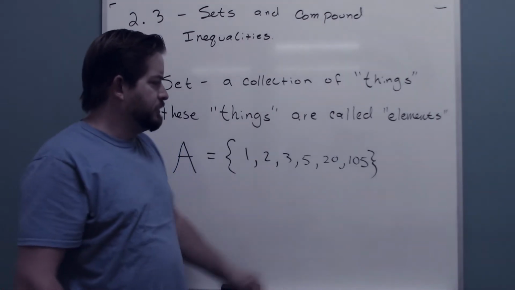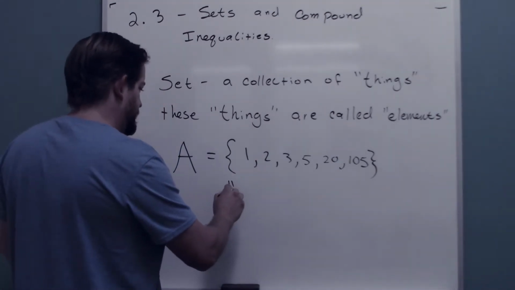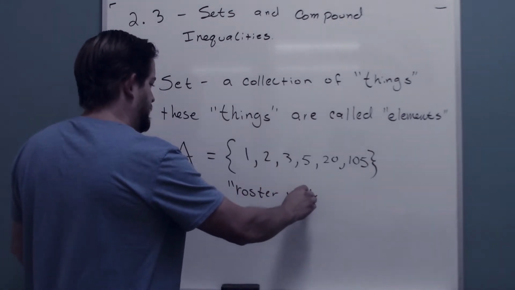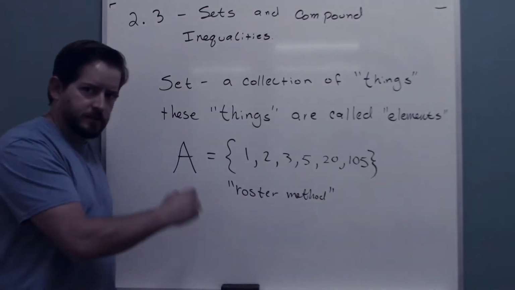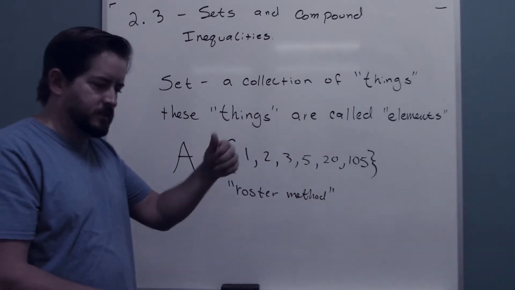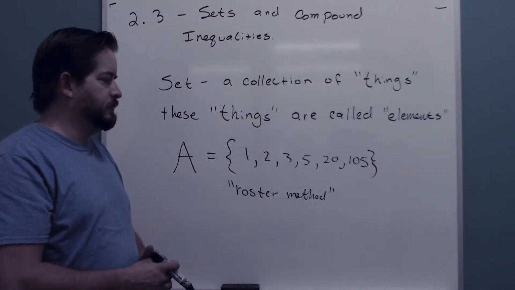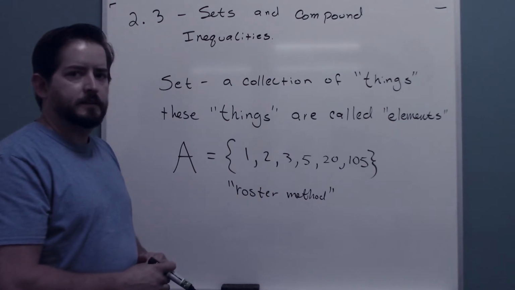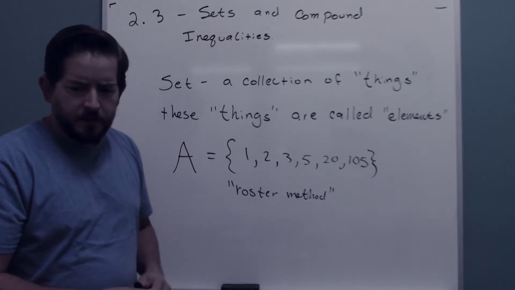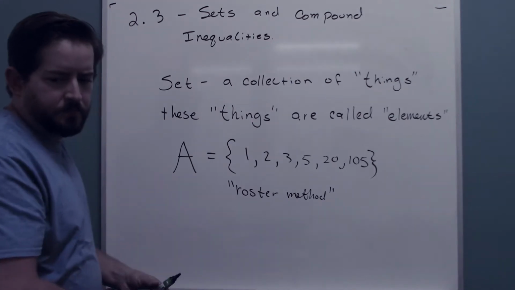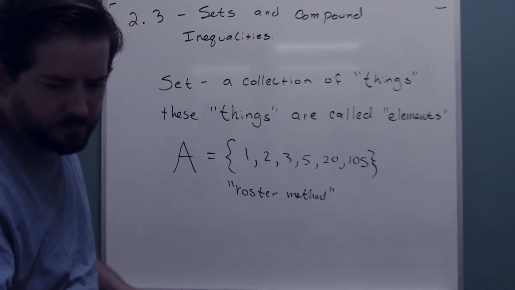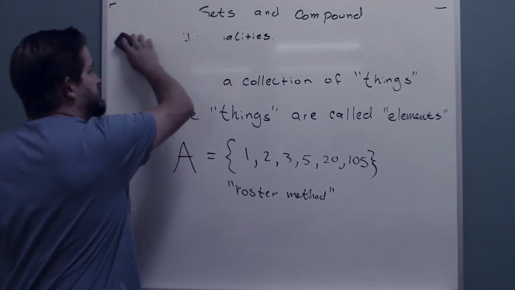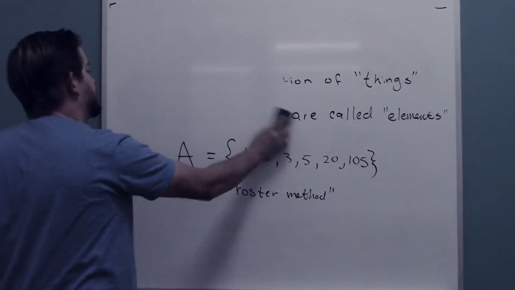Writing it out like this is called the roster method. And it's exactly that. It's a roster. It's a list. You go to the baseball game, you get the roster. It's literally a list of the players that are going to hit the ball. That's what this is, just a list of all of the stuff in the set. It doesn't necessarily, again, need to be numbers. It could be letters, or it could be a combination of both.